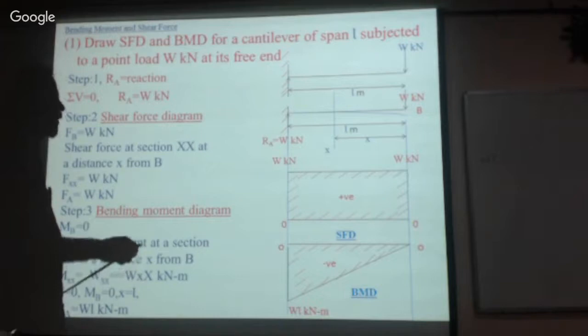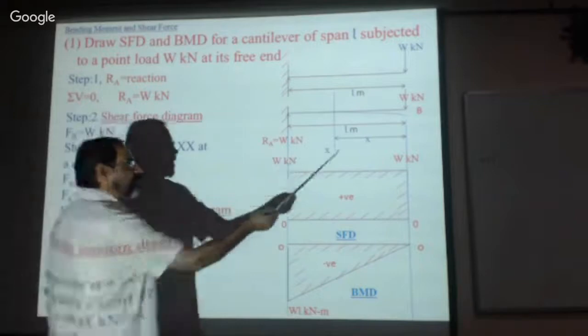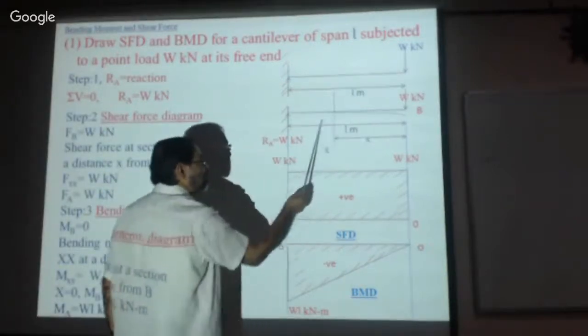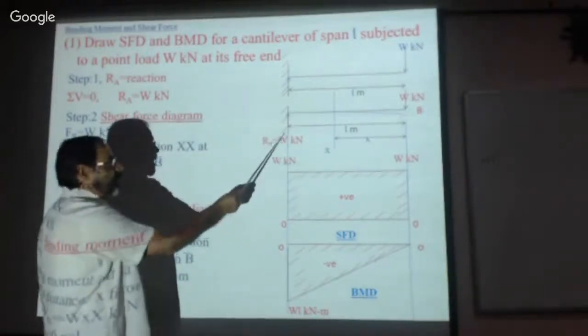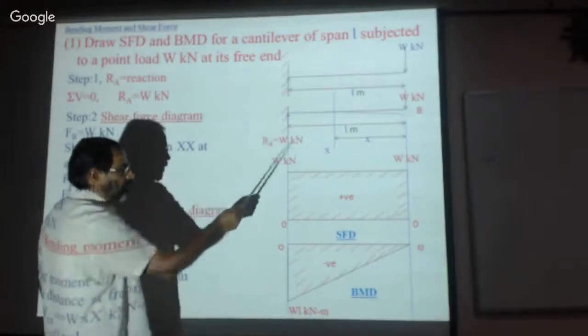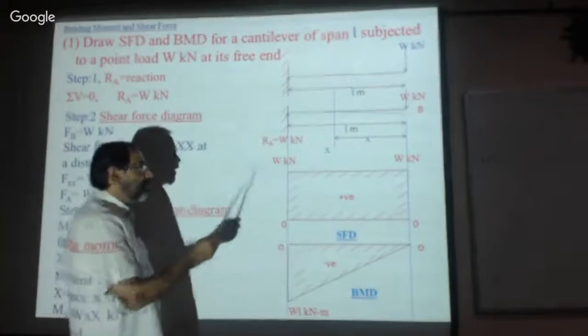If you calculate the bending moment at this point, it is W into distance. Similarly, at any point we can calculate from here. The bending moment depends upon the load and the distance. Therefore, if you reach this point, the maximum bending moment occurs at this point, isn't it? WL kilonewton meter.